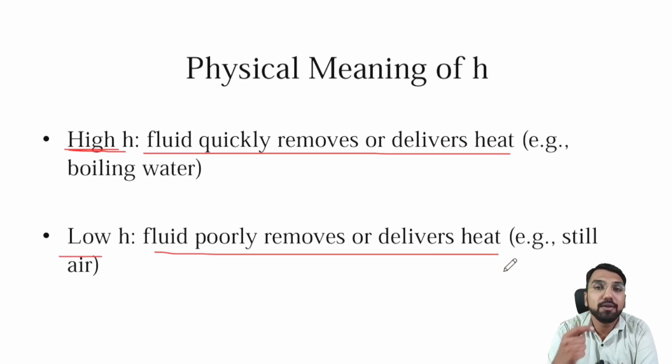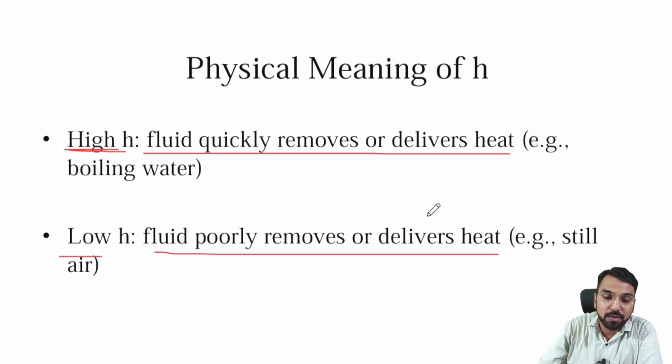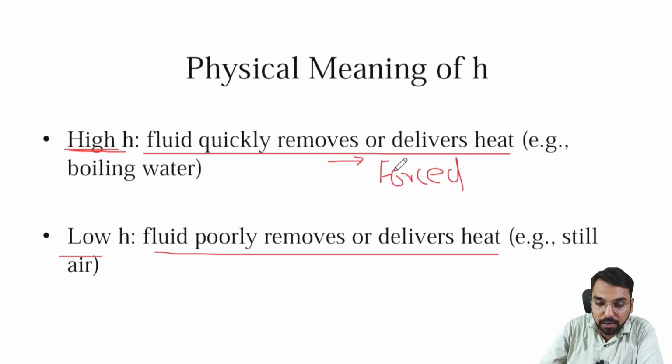If the H of that fluid flow is lower, then the heat will be removed very slowly, or in a poor way. This is the best example of forced convection, where the value of H is high, and this is the best example of low value of H, which is natural convection.